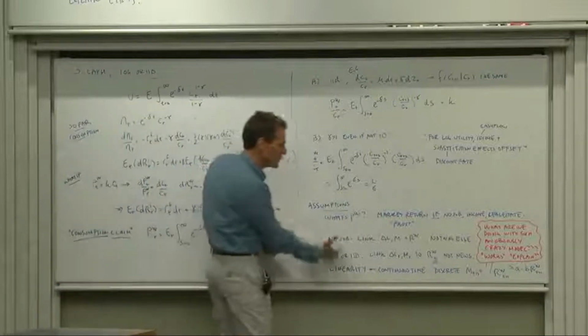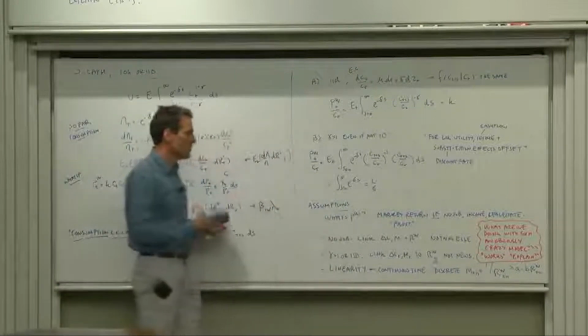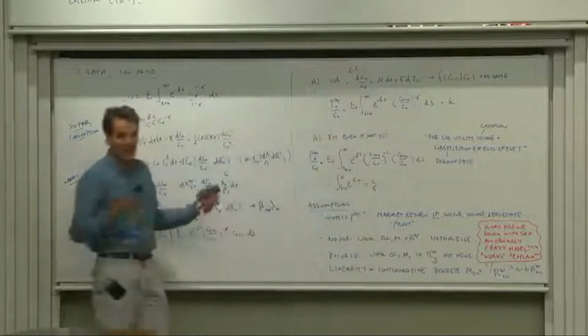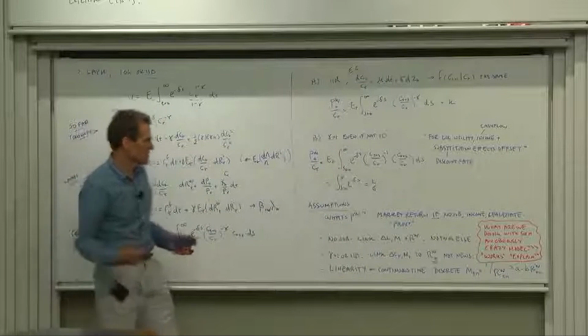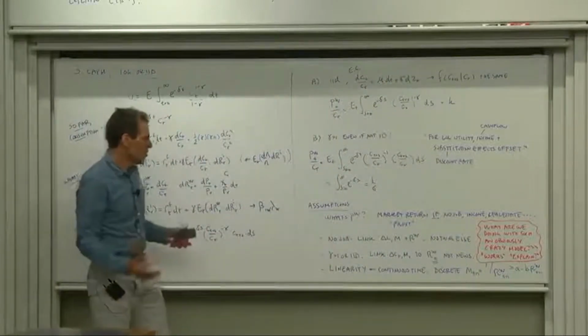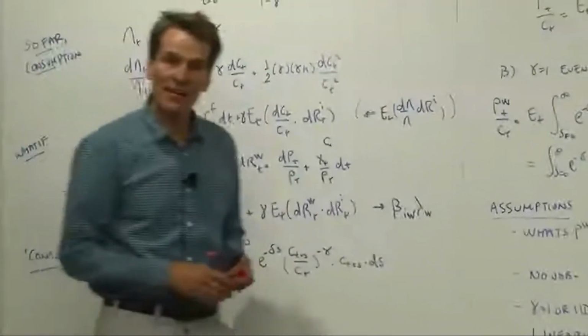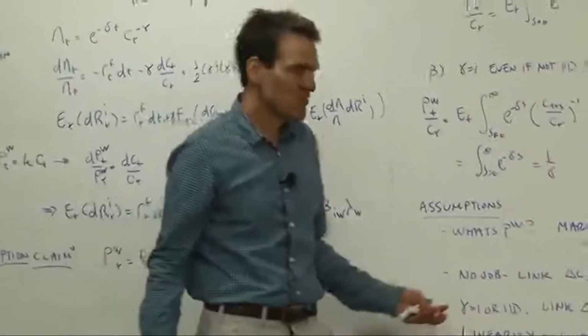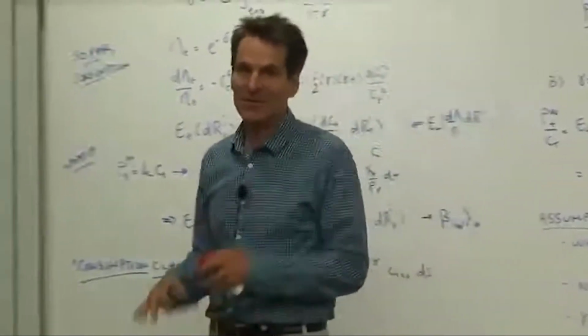So again, these assumptions are reverse engineered to deliver what we're trying to get, to link consumption growth to today's market return and not to news about future market returns, not to news about jobs, about real estate, and about other stuff. We needed linearity. Here we got linearity the elegant way out of continuous time. If you do this in discrete time, you can get to linearity too, but it's ugly.